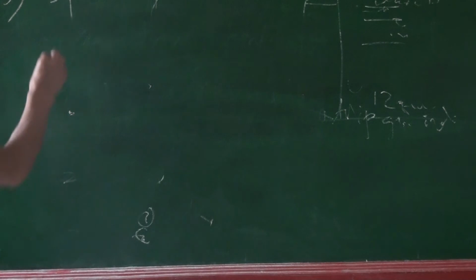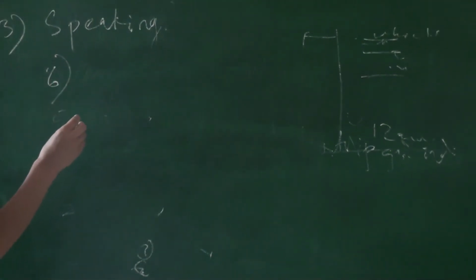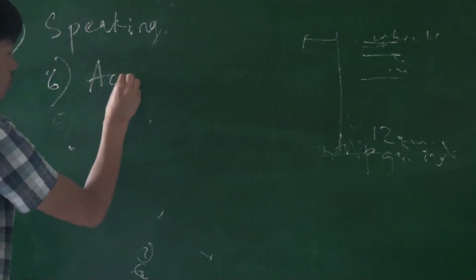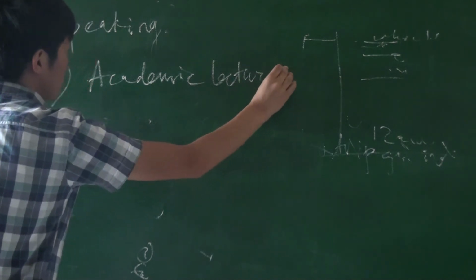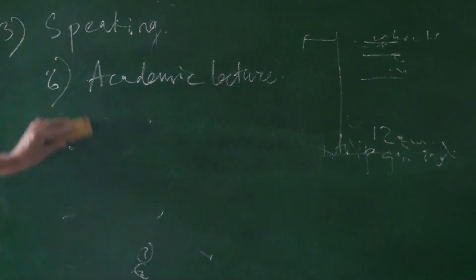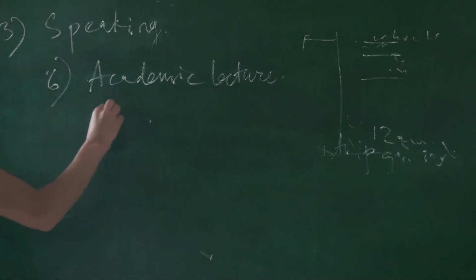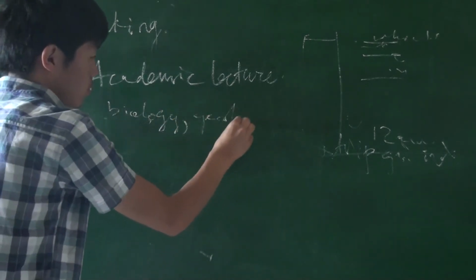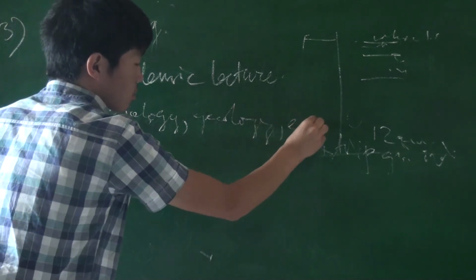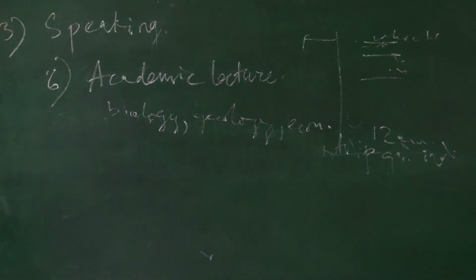And the third part is the sixth part. This is the last part of speaking, which is the academic lecture. In the academic lecture, you have to listen to a lecture delivered by a professor on topics like biology and geology and economics and history and arts and many more. Okay, and when listening to the lecture, you should make short notes.